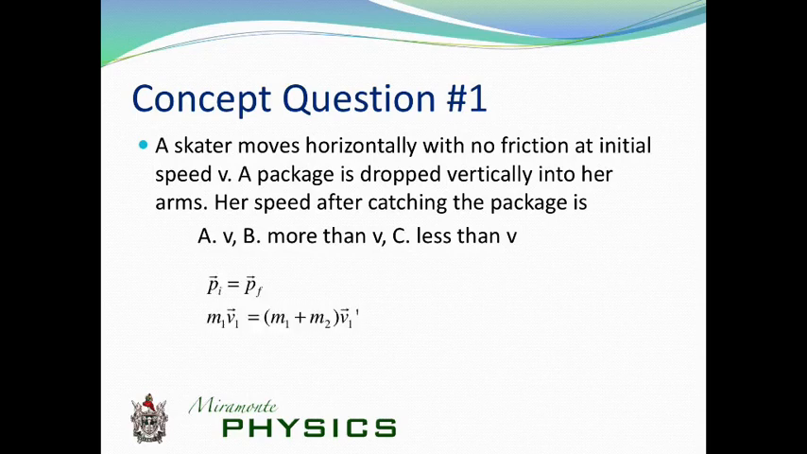Okay, here's the governing equation. The initial momentum of the system has to equal the final momentum. Now, initially the skater was moving at some speed, m1 v1, but then we just drop into her arms a mass that doesn't have any velocity associated with it, so it doesn't have any momentum. So basically the skater is now carrying more mass, but her total momentum has to be the same as it was before. So this momentum has to be the same as this momentum. So given the fact that she's now got more mass, it makes sense that she would slow down. So her speed after catching the package is less than v.